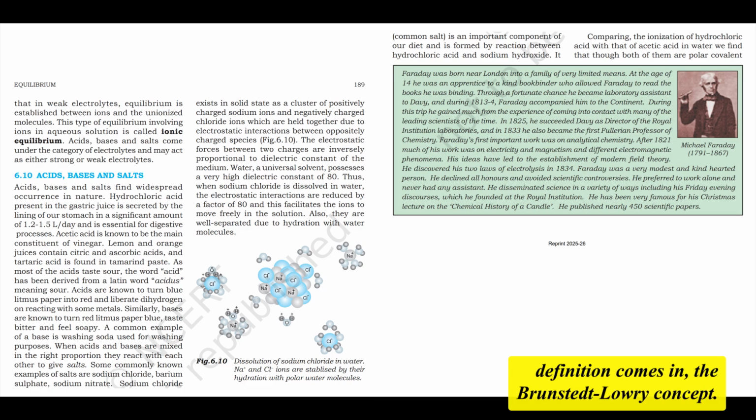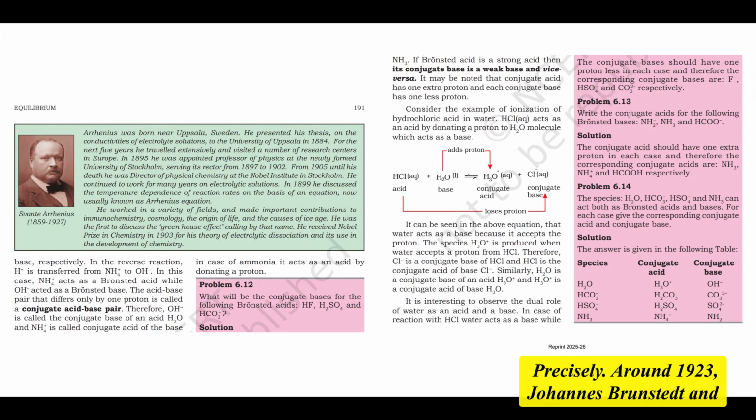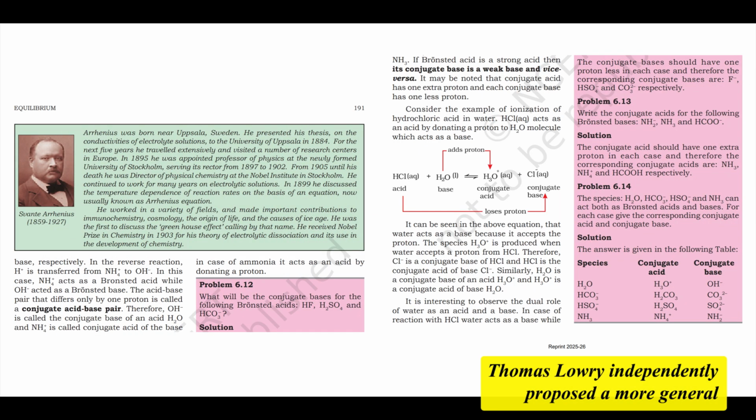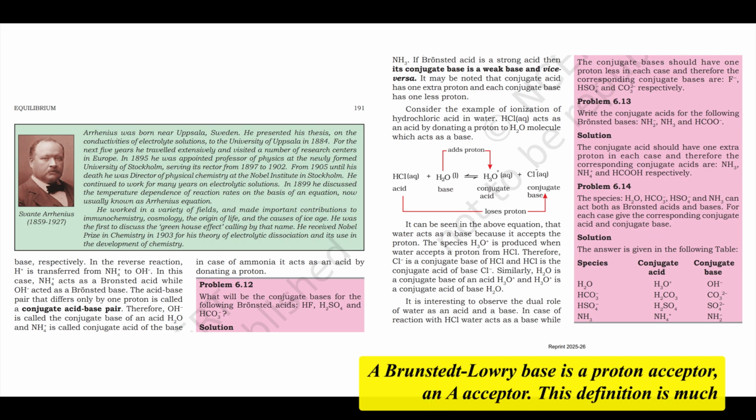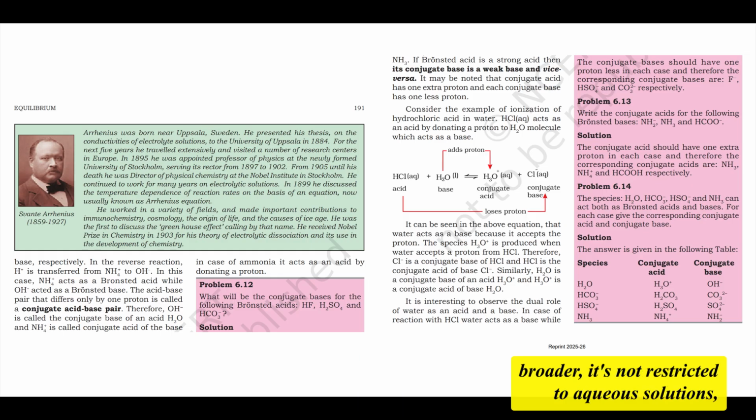So that's where the next definition comes in, the Brønsted-Lowry concept. Precisely. Around 1923, Johannes Brønsted and Thomas Lowry independently proposed a more general definition that overcomes the limitations of the Arrhenius theory. The Brønsted-Lowry concept defines acids and bases based on proton transfer. A Brønsted-Lowry acid is a proton donor, an H+ donor. A Brønsted-Lowry base is a proton acceptor, an H+ acceptor. This definition is much broader, it's not restricted to aqueous solutions, and it explains the basicity of substances like ammonia.